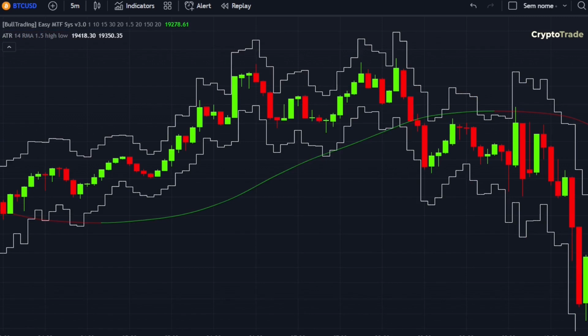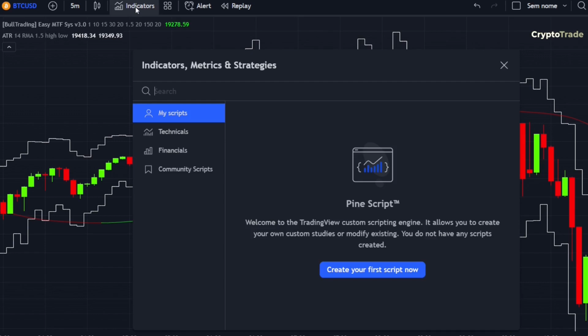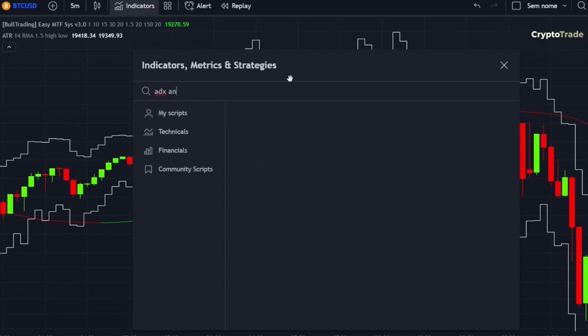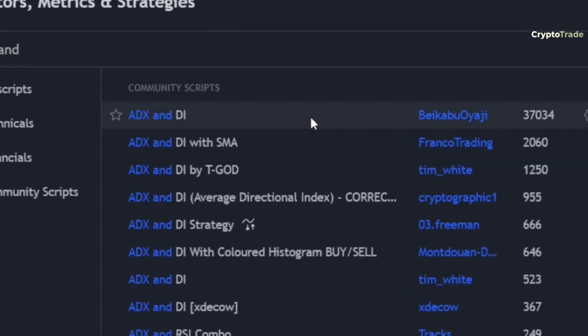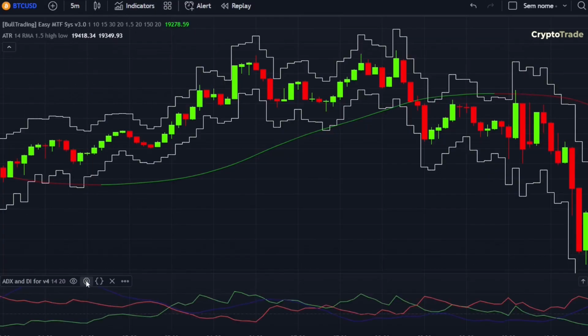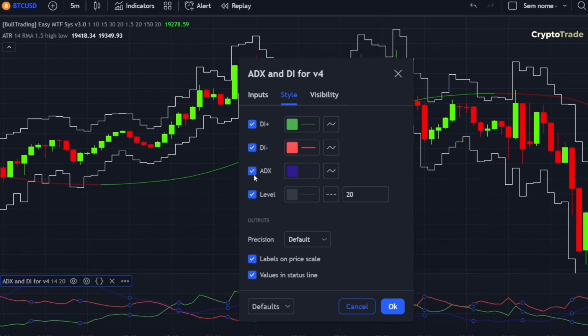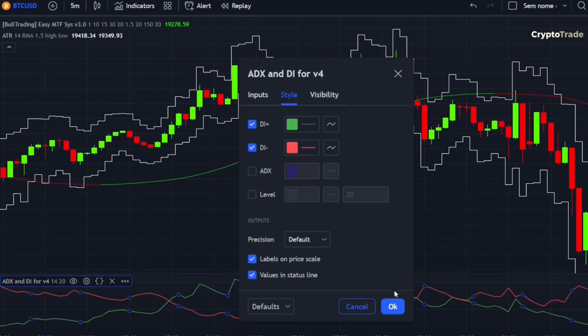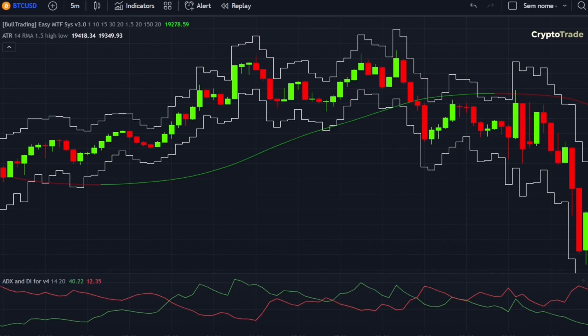Click OK to finish. To add the third and last indicator to the chart, open the indicator search bar in TradingView and type ADX and DI. Select the indicator, as shown in the video. Click on Settings and in Style tab, unselect the ADX and the level checkboxes. Click OK to finish. Setup is complete.